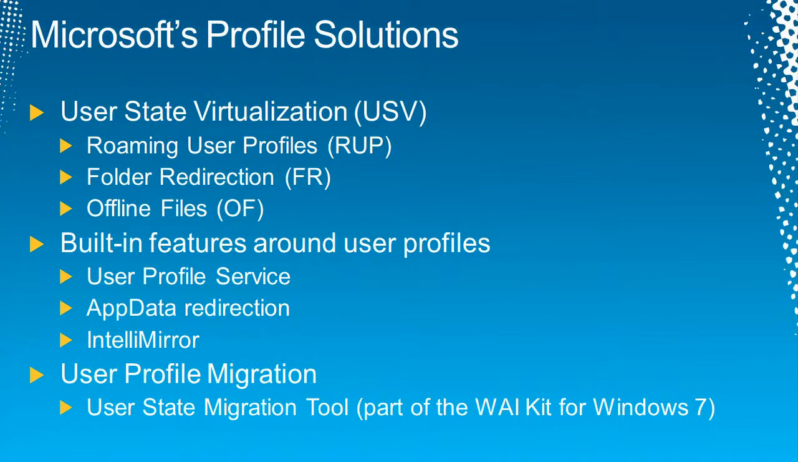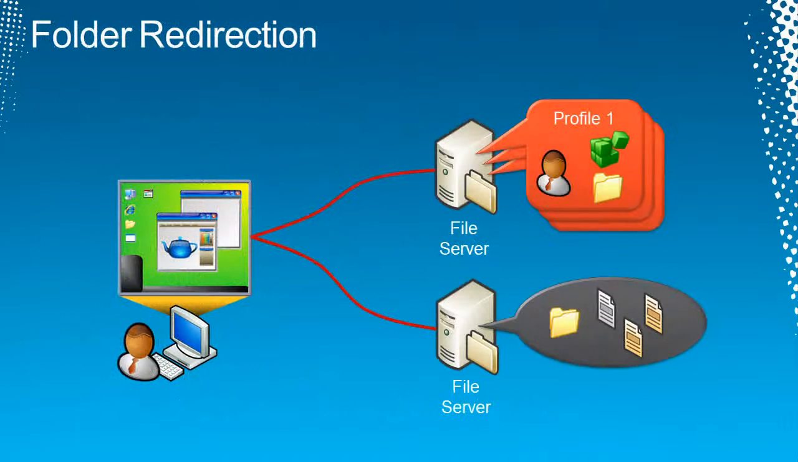In addition, we have additional services. We have app data redirection that was introduced with Windows 7. We have IntelliMirror. We have the user profile migration tool, which is a part of the WAIK for Windows 7. So we have many of those technologies that are available, and I will show you these technologies in a minute.